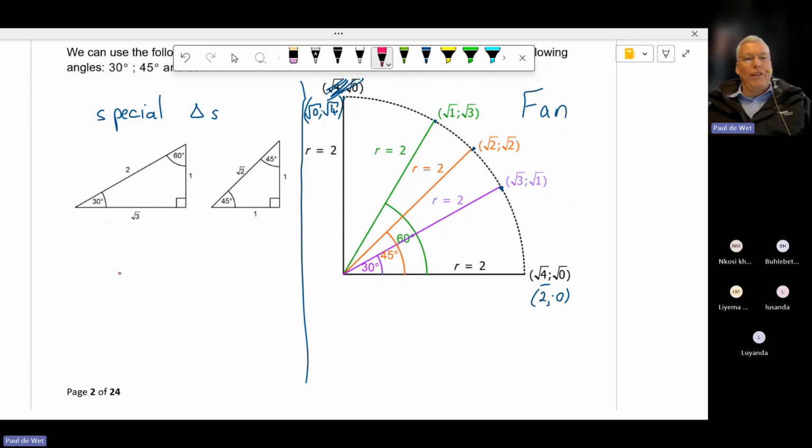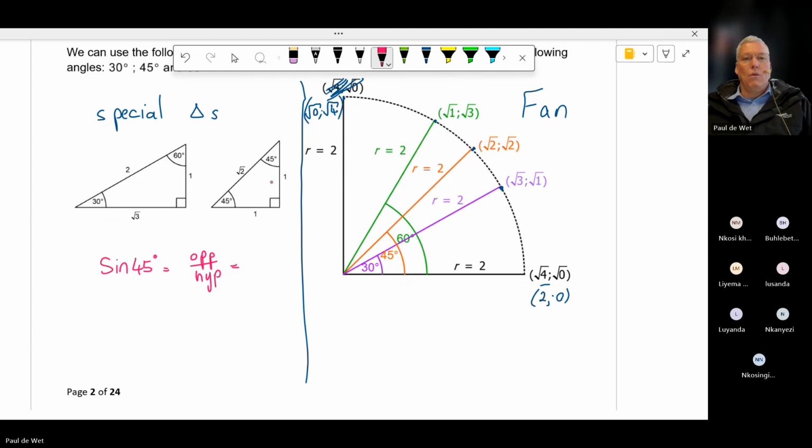Okay, right, now I'm going to just show you a couple of these. If I asked you for the sine of 45, we're working in a triangle. Who can tell me what's the rule for sine? What's the definition for sine if we're in the triangles and we're talking about opposite, hypotenuse, and adjacent? What is sine? Sine is opposite over hypotenuse. So the sine of 45 is going to be, where's the opposite? What's the opposite? 1. And the hypotenuse? Square root 2.